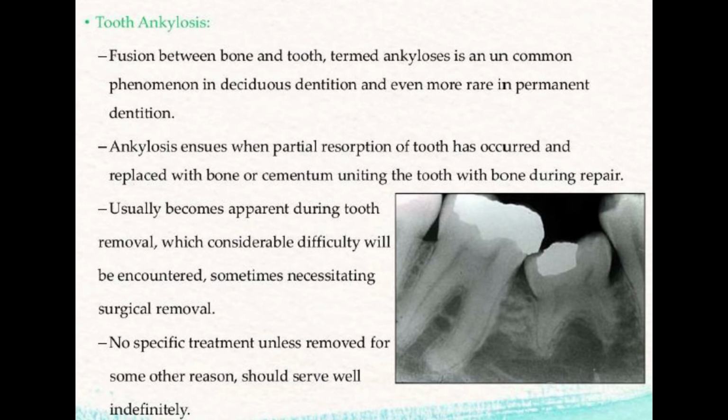Tooth ankylosis is the fusion between the tooth and the bone that occurs most commonly in the deciduous dentition and can be seen in permanent dentition. If there is an extensive area of the root involved, what you will see is a dull muffled sound on percussion rather than the normal sharp sound. There is no treatment for the ankylosed teeth, which will undergo root resorption in the course of time.